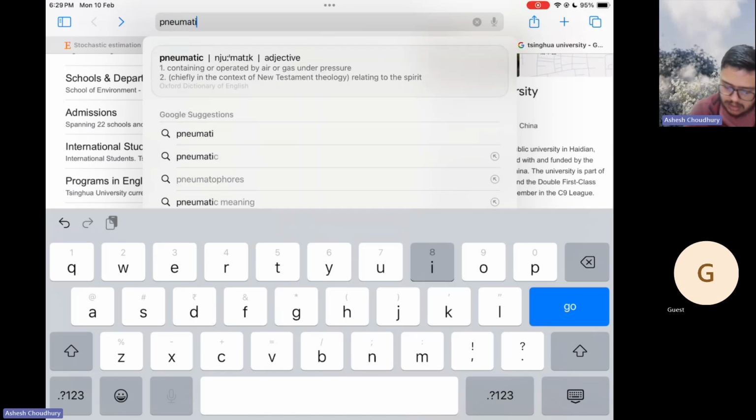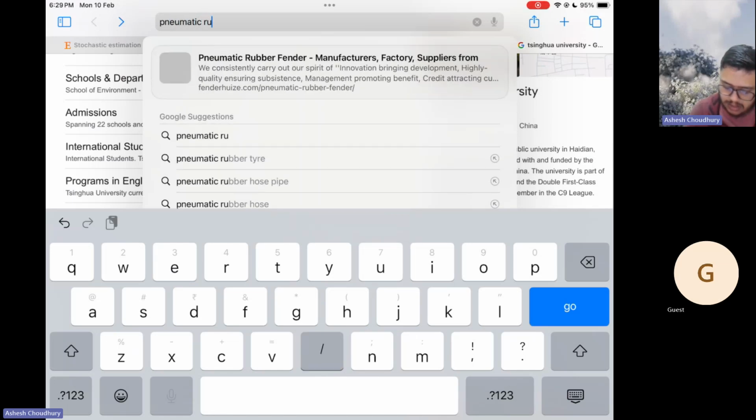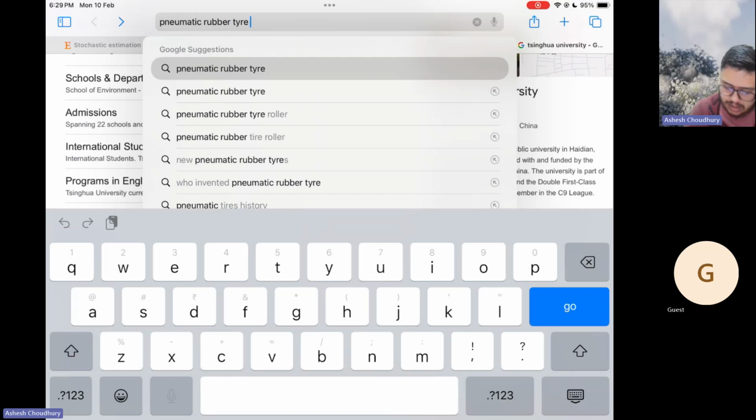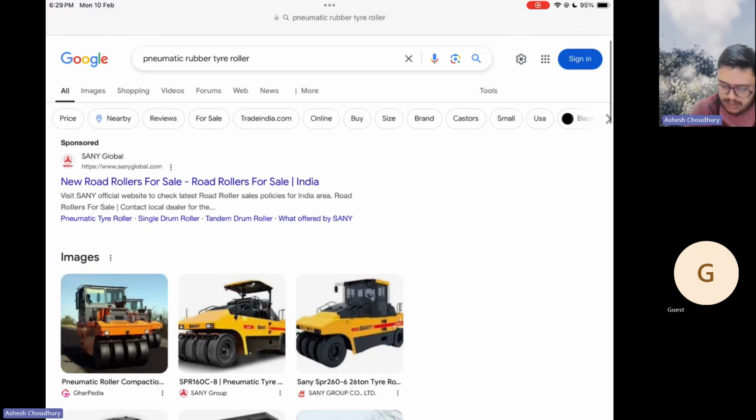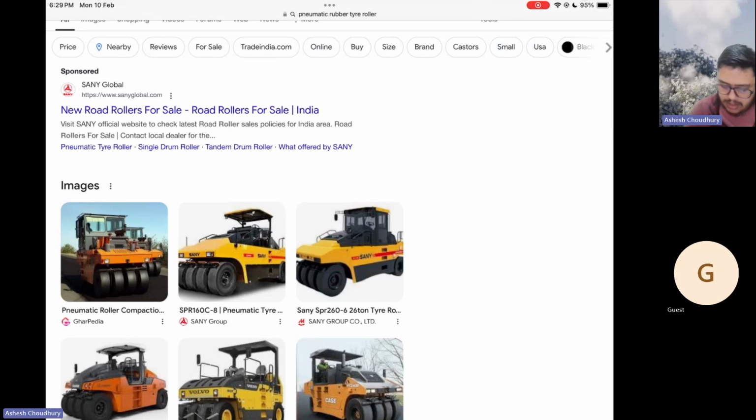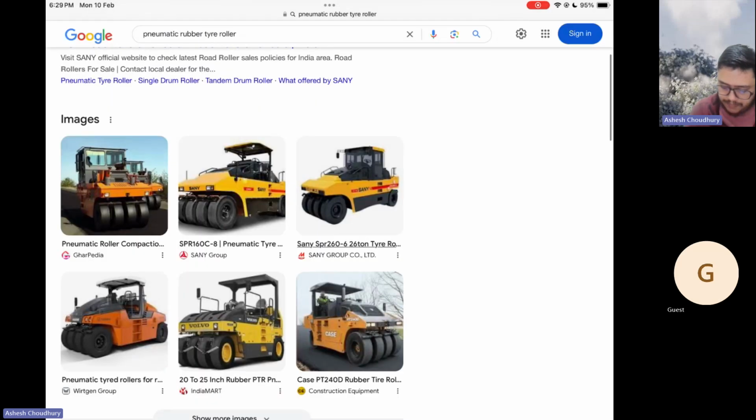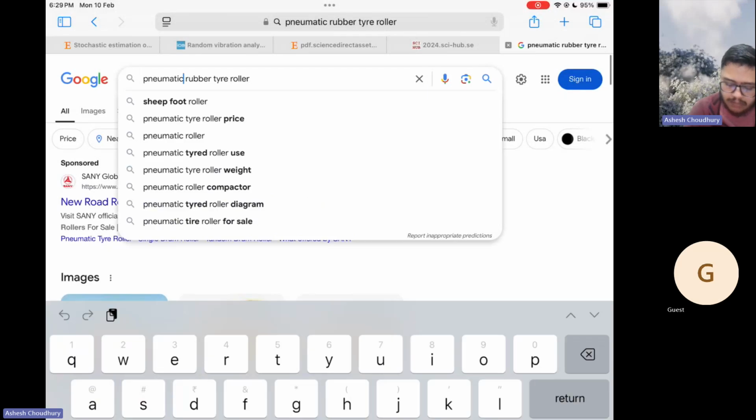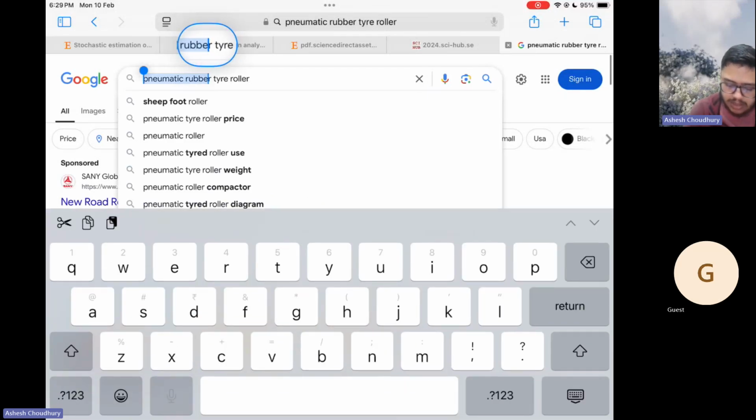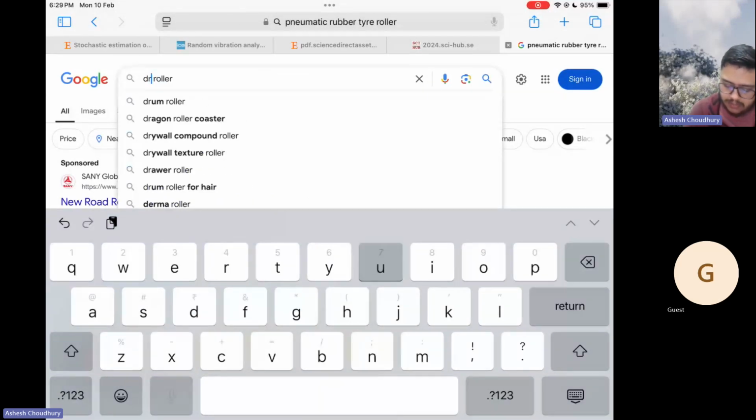Pneumatic rubber tire roller. Yes, these are the pneumatic rubber tire rollers. And the smooth drum roller, you already know.